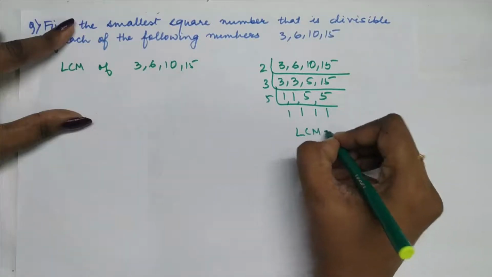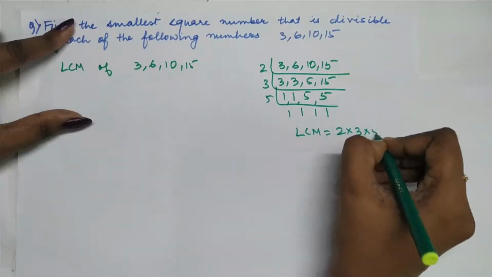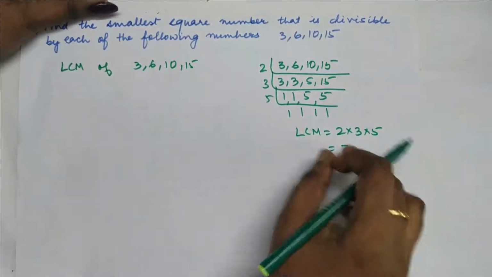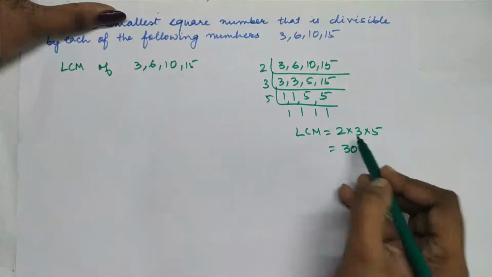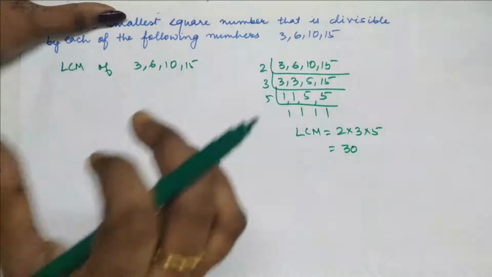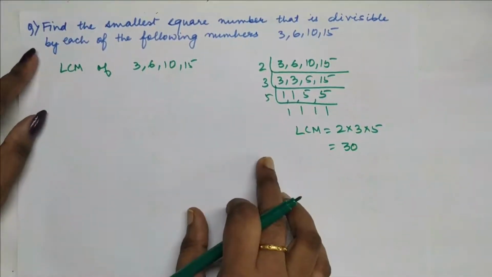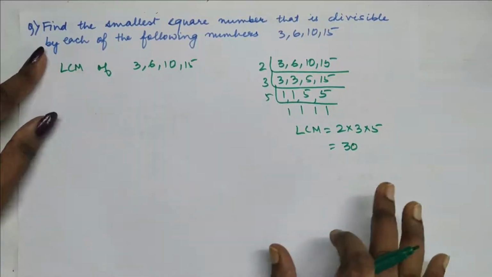So here you get LCM as 2 into 3 into 5, that is 30. So after getting 30, you can see that there is not a single number which is having its pair, and to get a square root we should have pairs. So obviously 30 is not a square number.